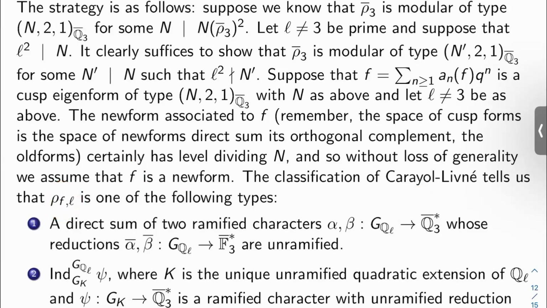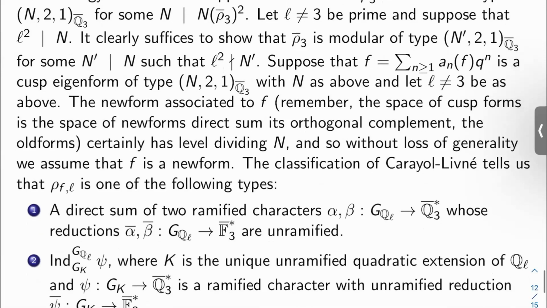It's either a direct sum of two ramified characters alpha, beta from the local Galois group G_{Q_L} to Q-bar_3 star, whose reductions alpha-bar and beta-bar from G_{Q_L} to F-bar_3 star are unramified. So you're ramified 3-adically, but not mod 3. You're unramified mod 3. Okay.